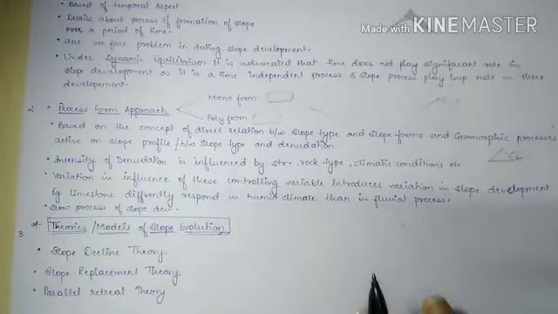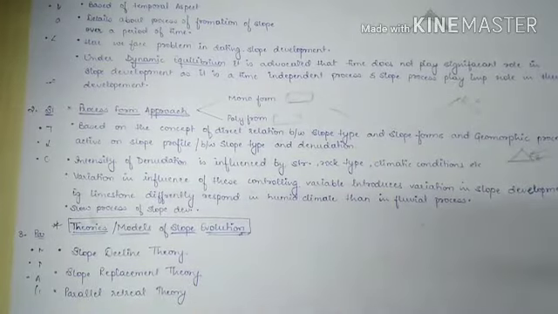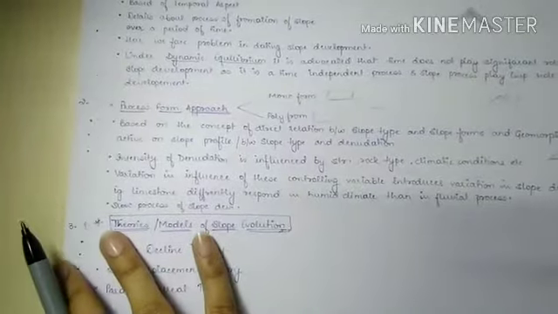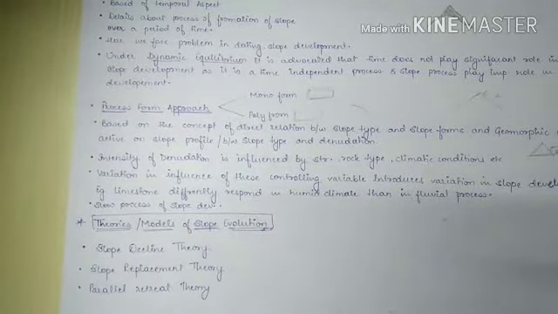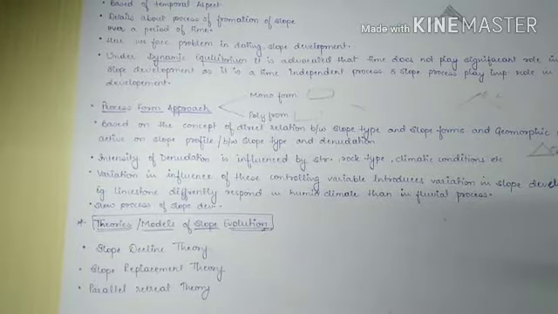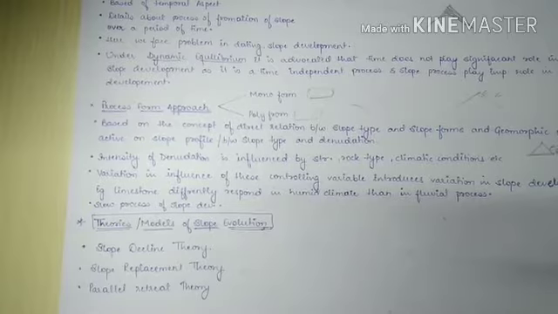Okay, now the approaches of slope development are completed. Now we will look into the theories or models of slope development. We have three models of slope development. The first model is slope decline theory, next is slope replacement theory, and the last one is parallel retreat theory. We have studied all these three theories in our last lecture, so we will quickly review them.